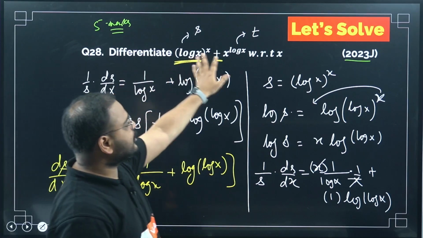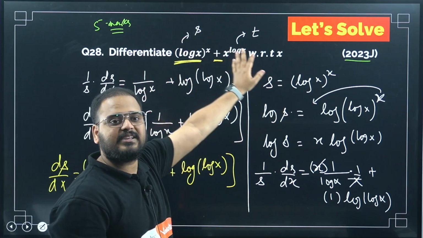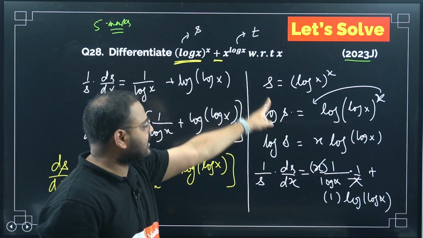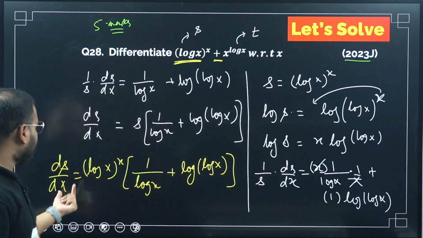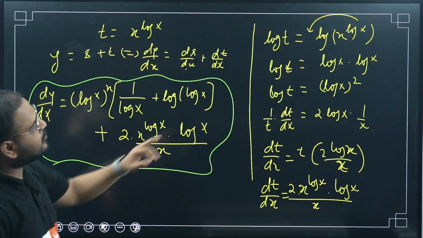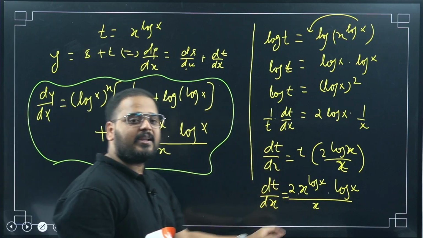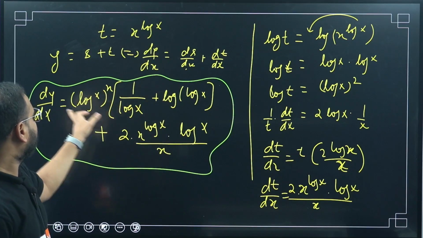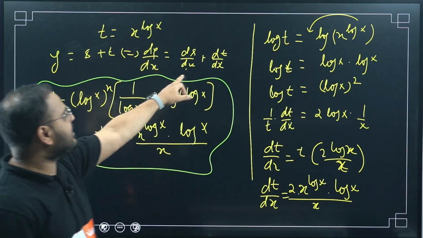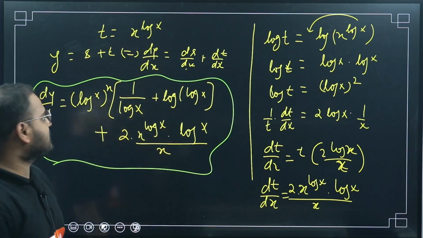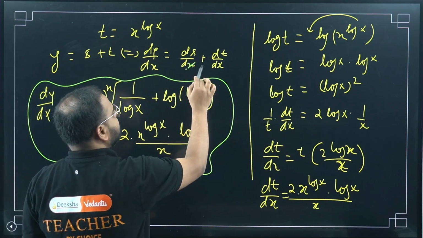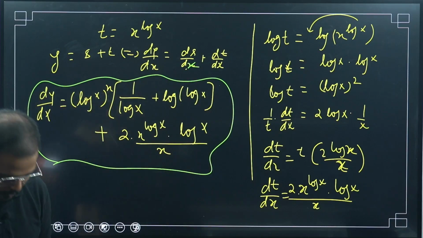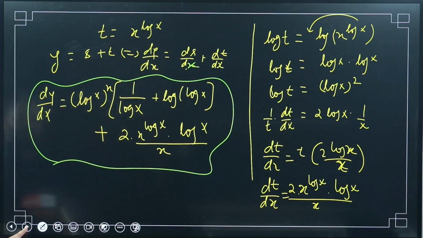I have taken this question in 2 parts, s as the first part, t as the second part. I differentiated s and got this result as ds by dx. Same thing I differentiated t also, got dt by dx, put it together: dy by dx equals ds by dx plus dt by dx. This is my x, simple. Everything is visible, okay.